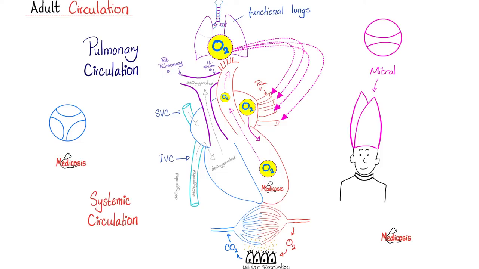A quick review on the adult circulation of blood. Oxygenated blood returns from the lungs to the heart via the pulmonary veins into the left atrium. This oxygenated blood will be pumped from the left atrium into the left ventricle through the mitral valve. This oxygenated blood will be ejected from the left ventricle into the aorta through the aortic valve. This oxygenated blood will be distributed to every organ in your body.